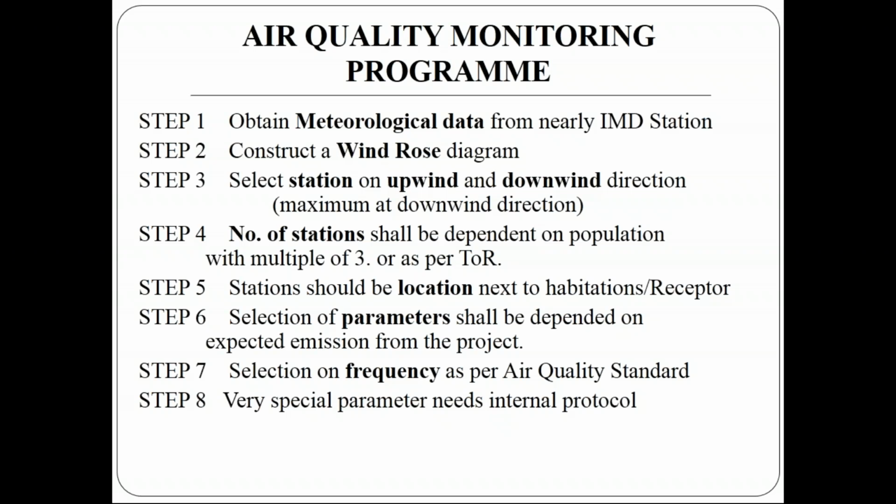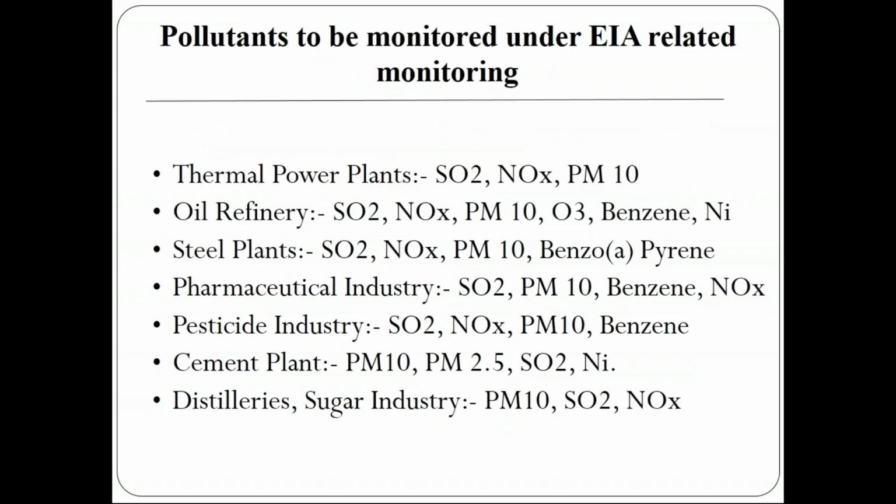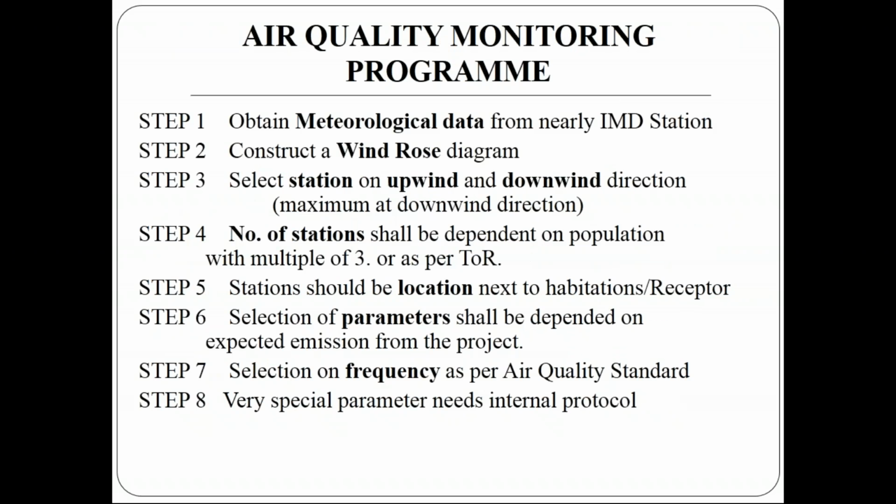Stations can be fixed nearby a receptor or habitation, and you can also fix your station nearby some other receptor like an ecologically sensitive area. This also depends on the expected emission from the project. Frequency can be as per your standard TOR, CPCB, or as per the air quality standard. And some specific parameters are required as per the specific sector. Like if you are going for an oil refinery, then benzopyrene, nickel, etc. are to be monitored in the air.